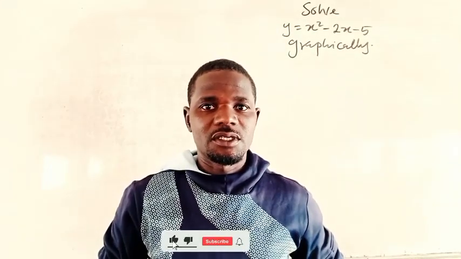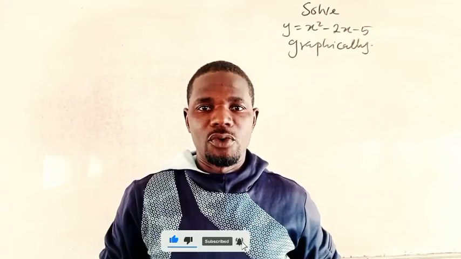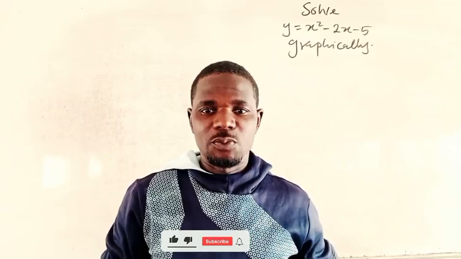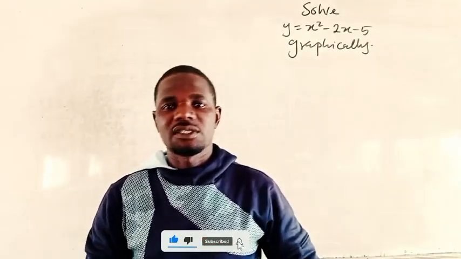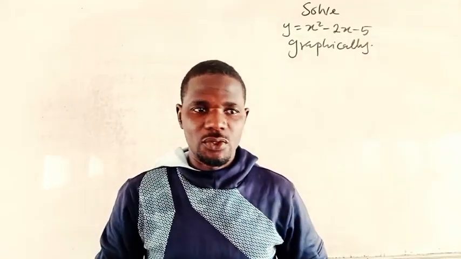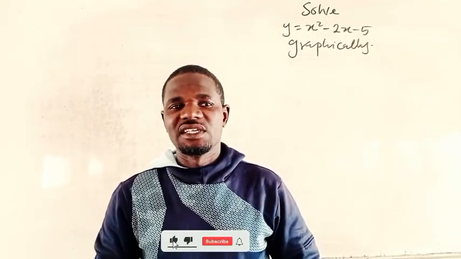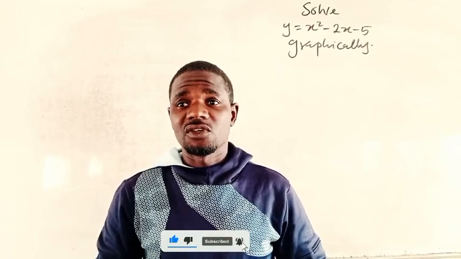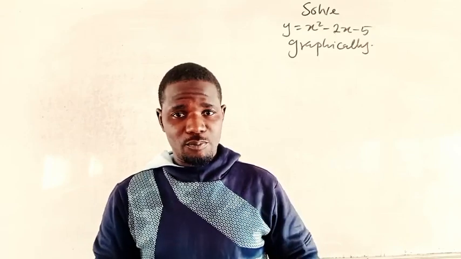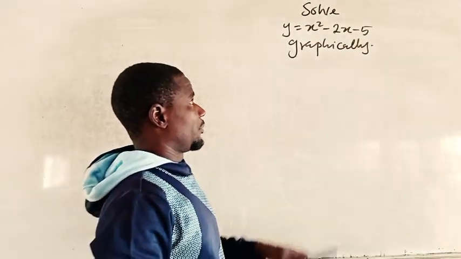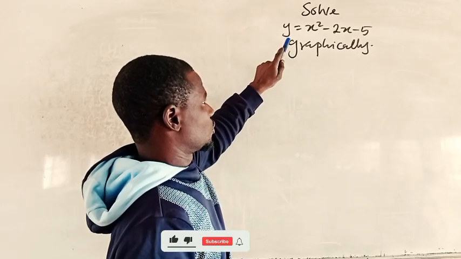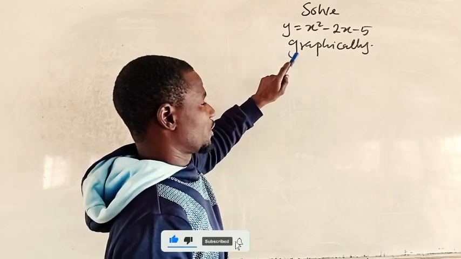Today I have a quadratic equation question, and I'm going to solve it using the graphical method. Remember, in so many clips we explained that a quadratic equation can be solved in many ways, like the formula method, completing the square method, factorization method, and lastly the graphical method. So I'm going to use the graphical method to solve this problem: solve y equals x squared minus 2x minus 5 graphically.